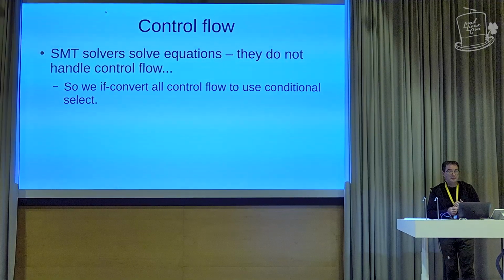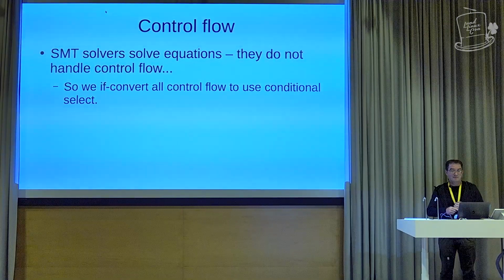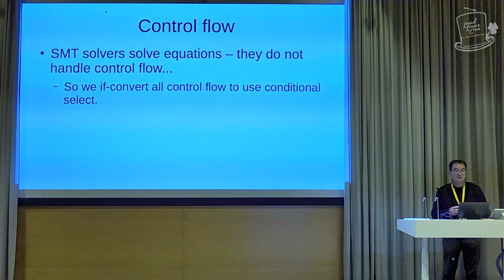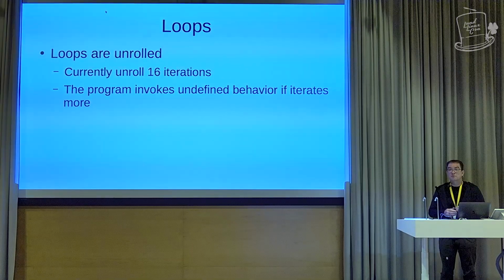Control flow is also problematic. We cannot have control flow in equations. So here, instead, for an if-then-else, we use conditional select. That is an operation in the language we build equations from. For loops, we unroll the loops, currently 16 iterations. And if it enters the 17th iteration, it is marked as undefined behavior in that execution.